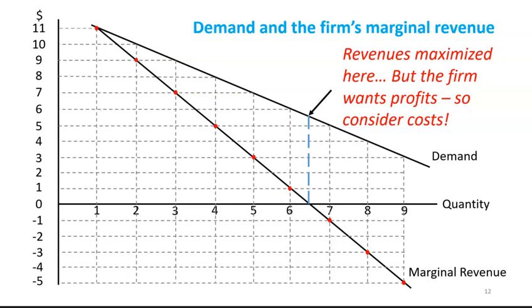Now, a lot of students get fixated on that point. They think, oh yeah, maximizing revenues, that sounds good. But the firm wants to maximize profits. So it's got to think about revenues minus its costs. That's the key thing. So we need to consider costs as well. Let's bring costs into the picture and see exactly what costs are relevant here.